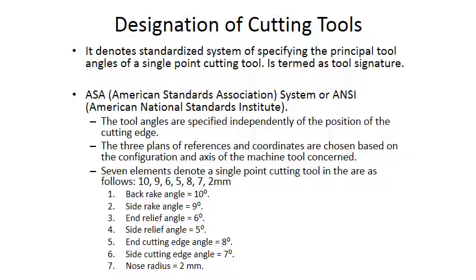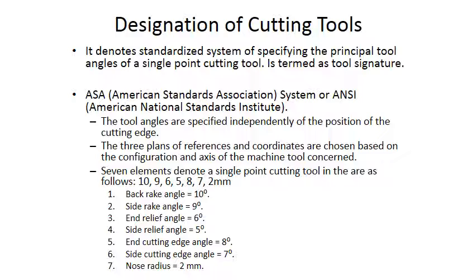It denotes the standard system specifying the principal angles of a single point cutting tool, also known as the tool signature or designation. In the ASA, American Standard Association system, or ANSI, American National Standards Institute, the tool angles are specified independently of the position of the cutting edge. The three reference planes and coordinates are chosen based on the configuration axes of the machine tool concerned: x-axis, y-axis and z-axis. There are seven important elements denoting the single point cutting tool.